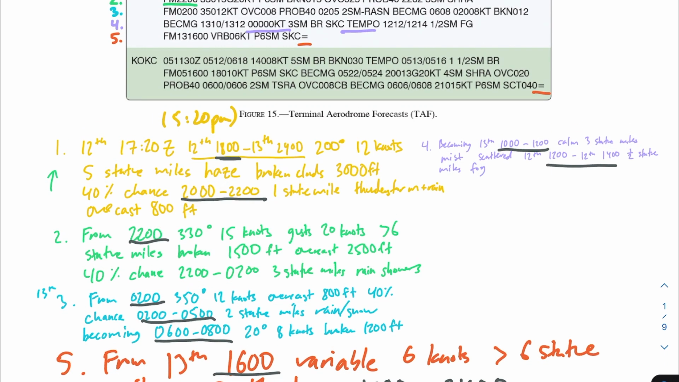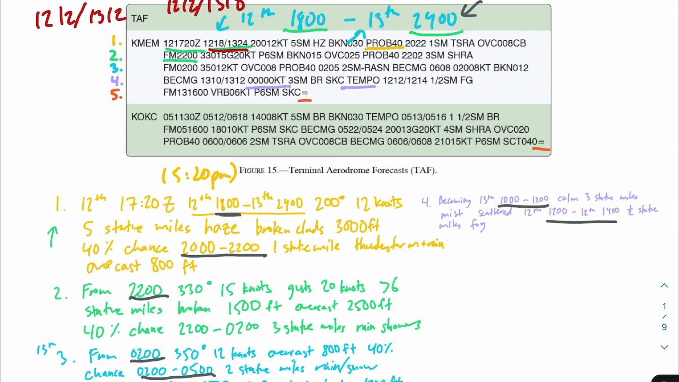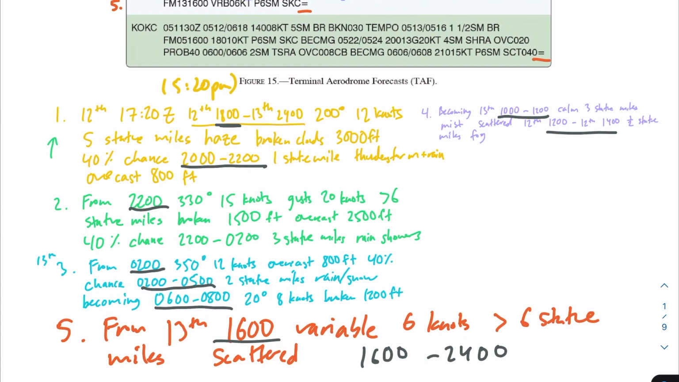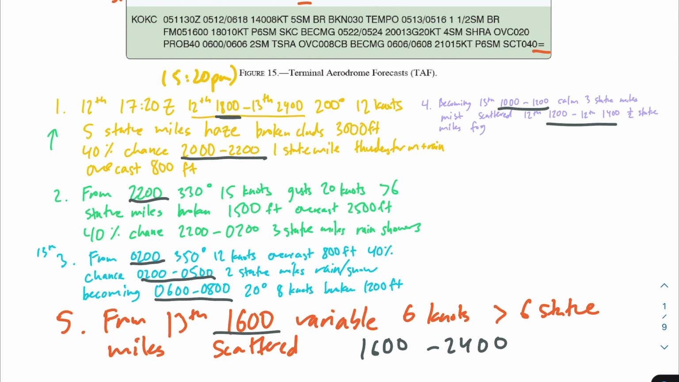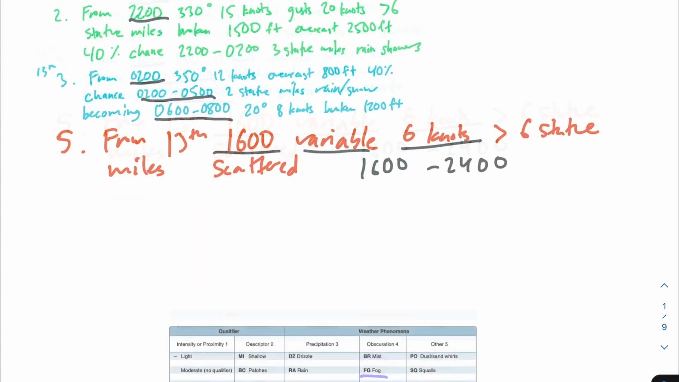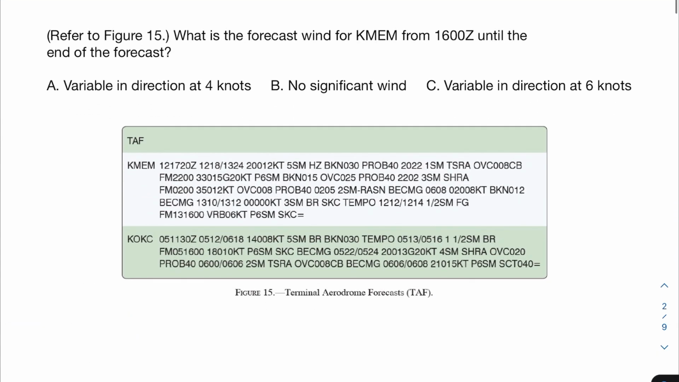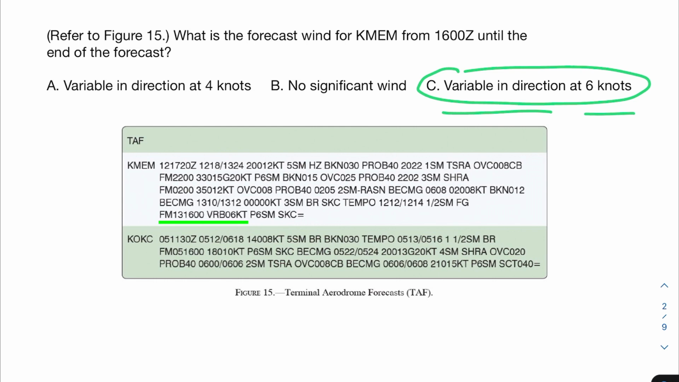How do I know it's 2400? Because that's when our TAF ends. So since there isn't another line after that, there isn't any more updates to the forecast. And so what are our conditions here? We have variable wind at 6 knots. So let's see if that is an answer. That is 100% an answer. It's variable in the direction at 6 knots. So this first part is our direction. The second part is our wind velocity.